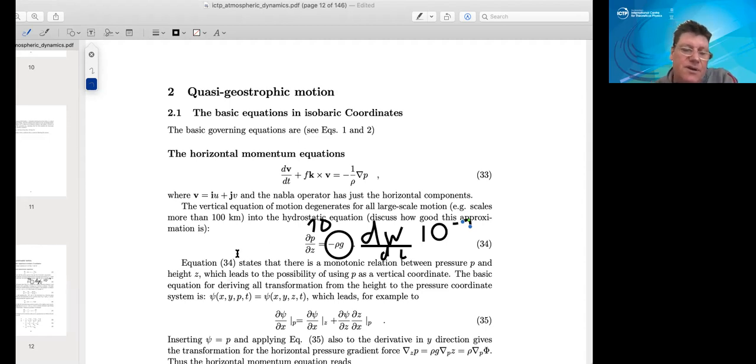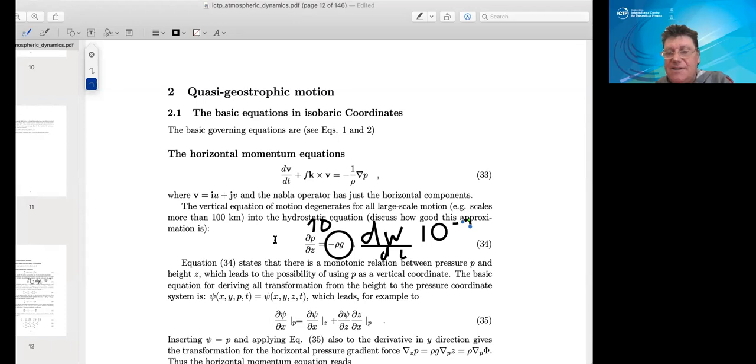Because in order to perform a transformation from one coordinate system to another, you need a monotonic relationship between your new coordinate and the old coordinate. Monotonic, and that is exactly the case, because dp by dz, the change, is given by something that can only be negative, because the density can never change sign. It's always positive. And g is just, for our purposes, a constant. So there's a monotonic relationship between pressure and z.